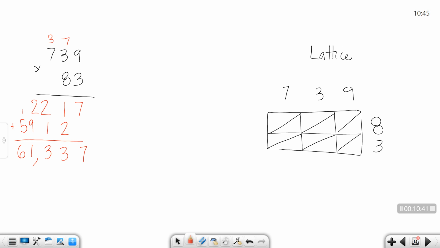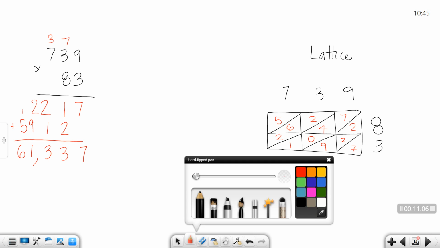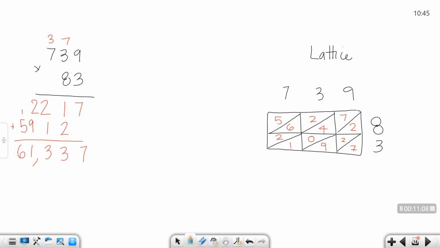Alright, so 7 times 8 is 56. And 8 times 3 is 24. And 9 times 8 is 72. 7 times 3 is 21. And 3 times 3 is 9. Okay, so if it's 9, that's a 0, 9. 9 times 3 is 27. So I have my boxes made up. Now I want to do the diagonals. So I have a 7.